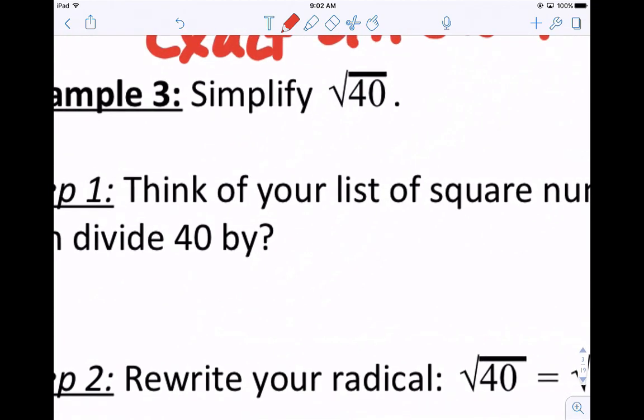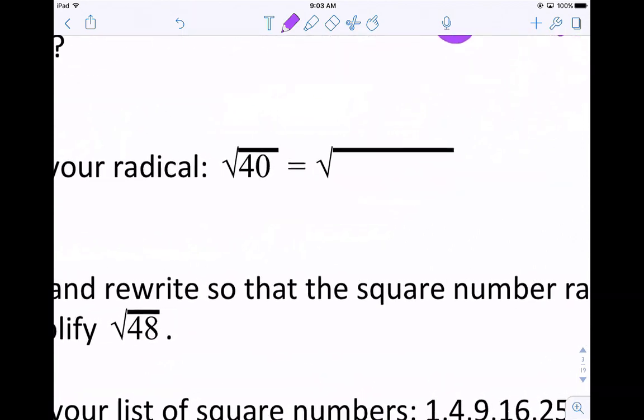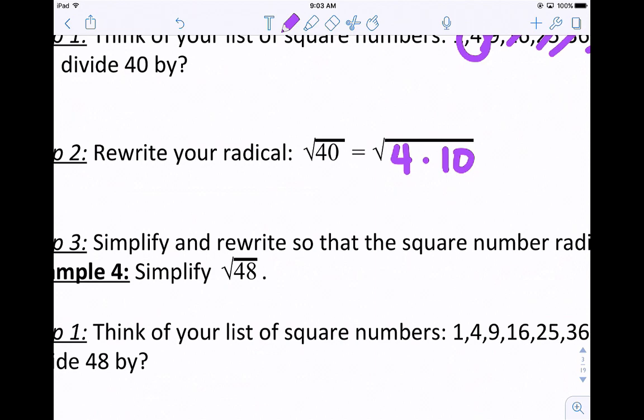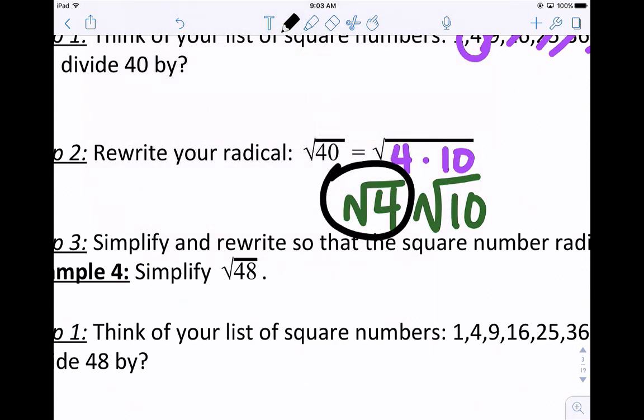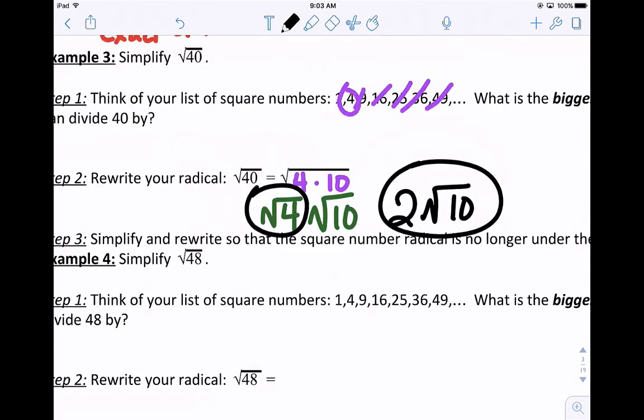All right, so let's take a look at this one, the square root of 40. Again, what's the biggest square number here we can divide 40 by? Well, 49 is too big. 36 doesn't work. 25 gives us a decimal, so does 16, so does 9. So here 4 is the biggest square number you can divide 40 by. So we're going to say this is 4 times 10. We're going to split it apart, the square root of 4 times the square root of 10. And now we can rewrite the square root of 4 as 2. So our final answer is 2 square root of 10.